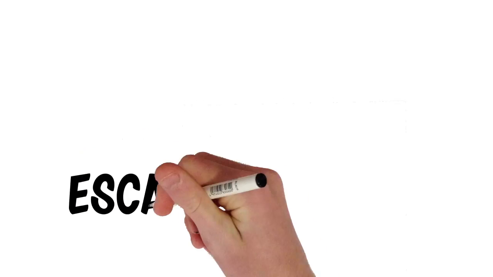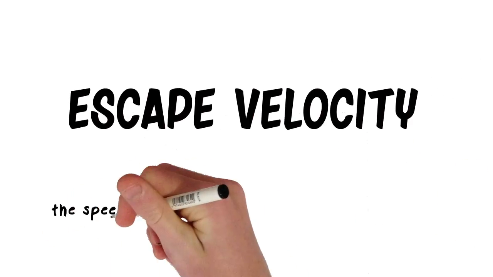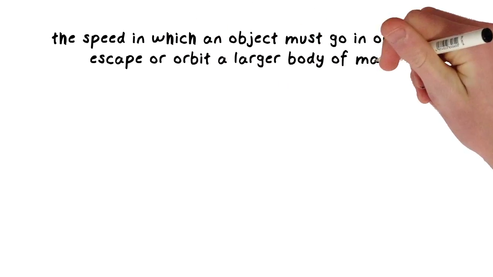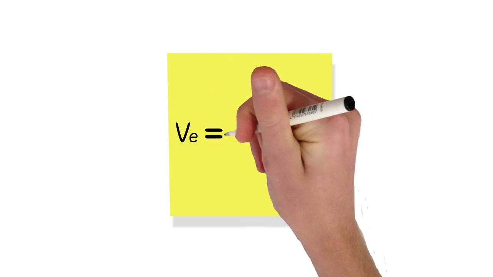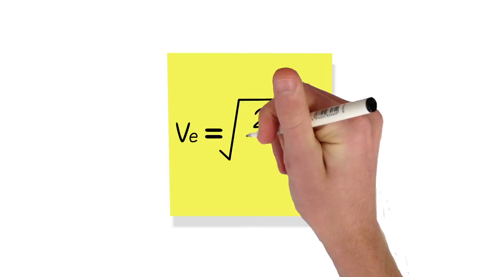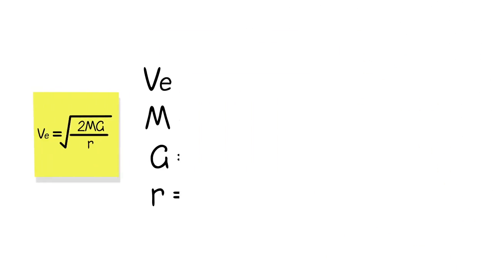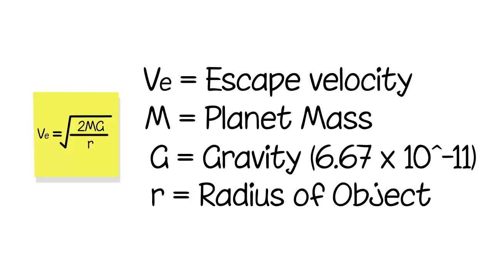Escape velocity is the speed at which an object must go in order to escape or orbit a larger body of mass. This can be worked out by the formula VE equals the square root of 2mg over r, where VE is escape velocity, m is the mass of the planet, g is the universal gravity constant, 6.67 times 10 to the power of negative 11, and r is the radius of the object.